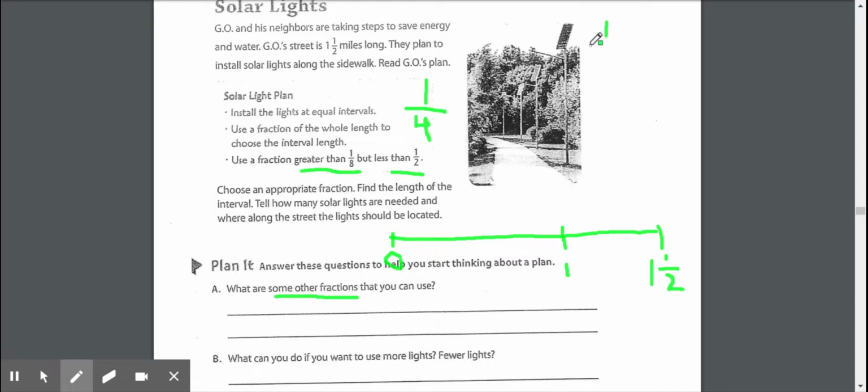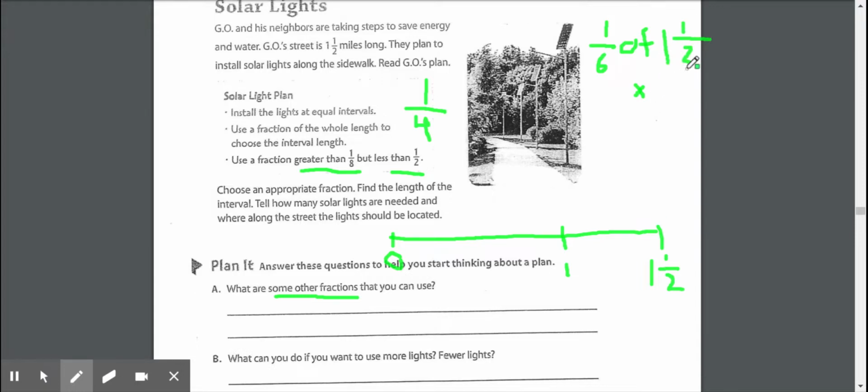So I'm going to think of another fraction that's between these two, and I'm going to use 1/6. So now, if I want to spread the lights evenly, 1/6 apart, I'm going to do 1/6 of 1.5, because 1.5 is my total distance. 1/6 of 1.5. And in math, we know that of means times. So I am doing 1/6 times 1.5.